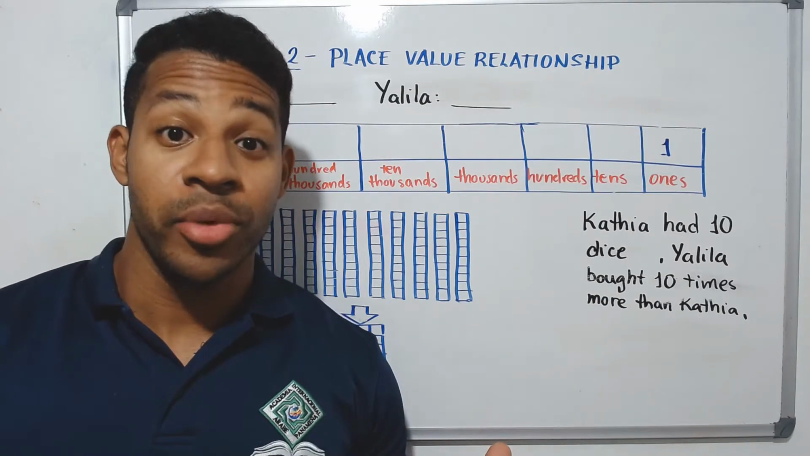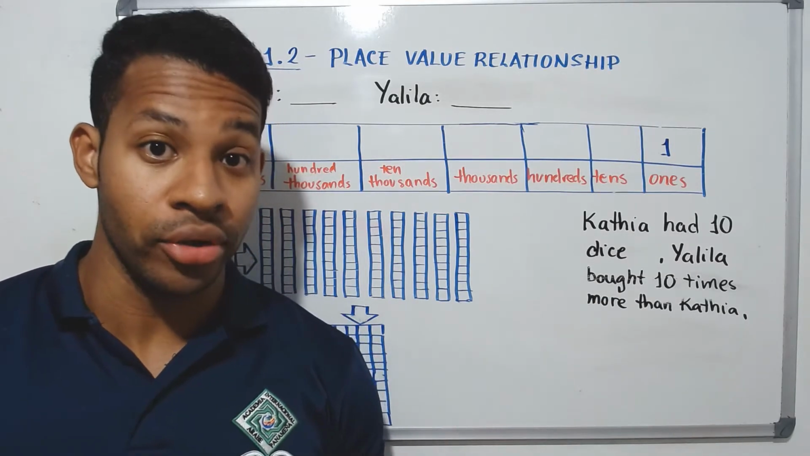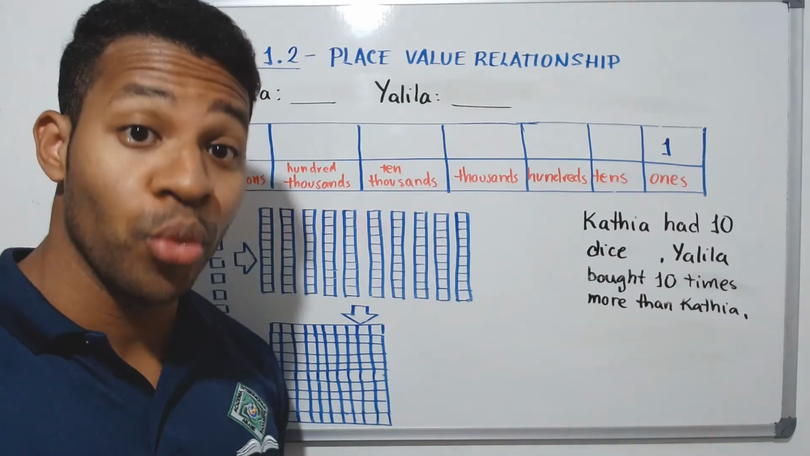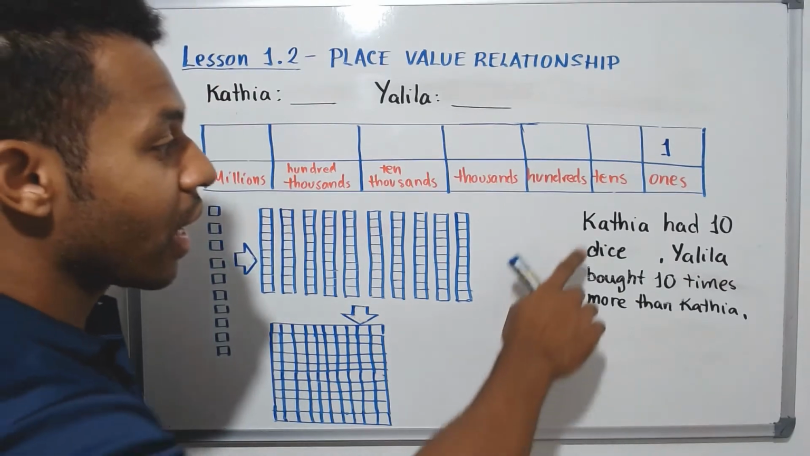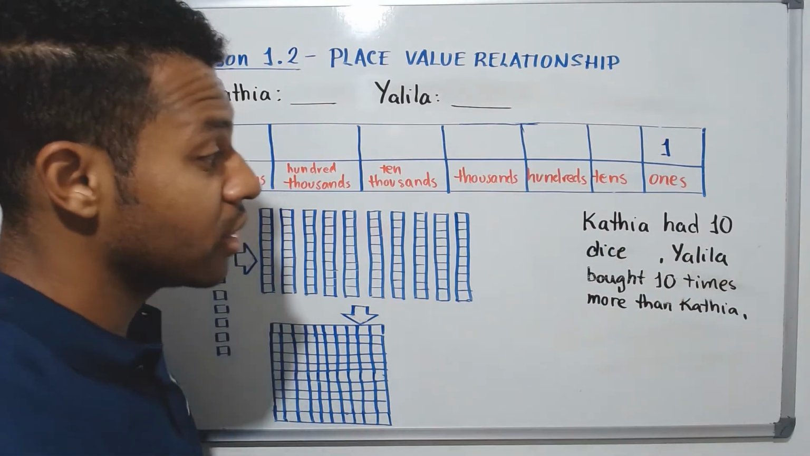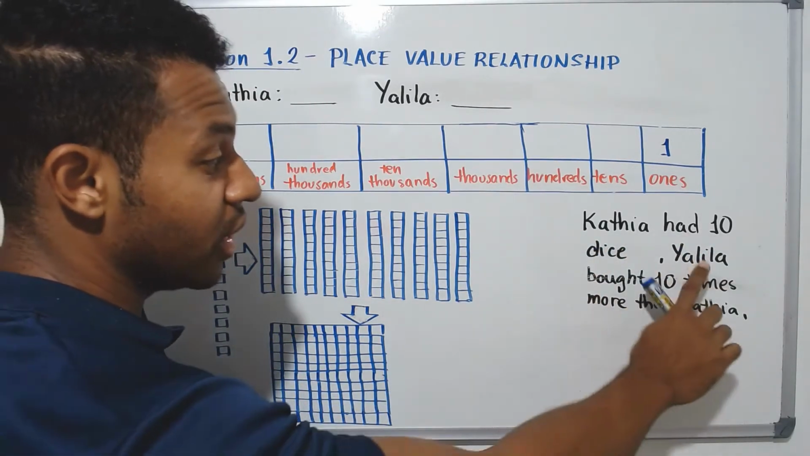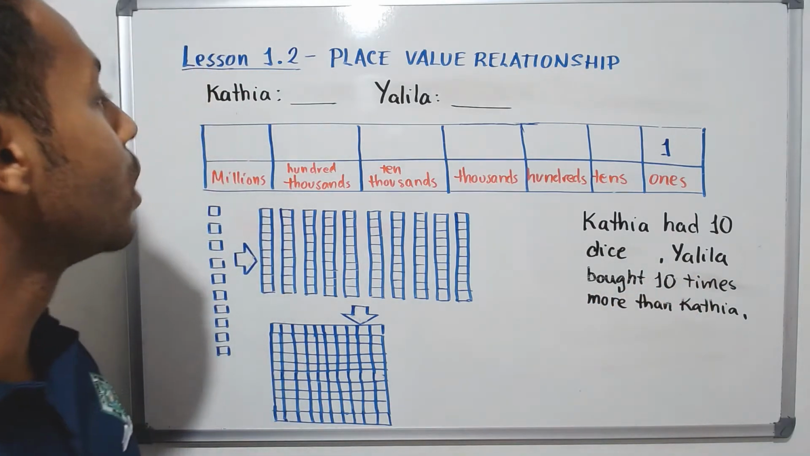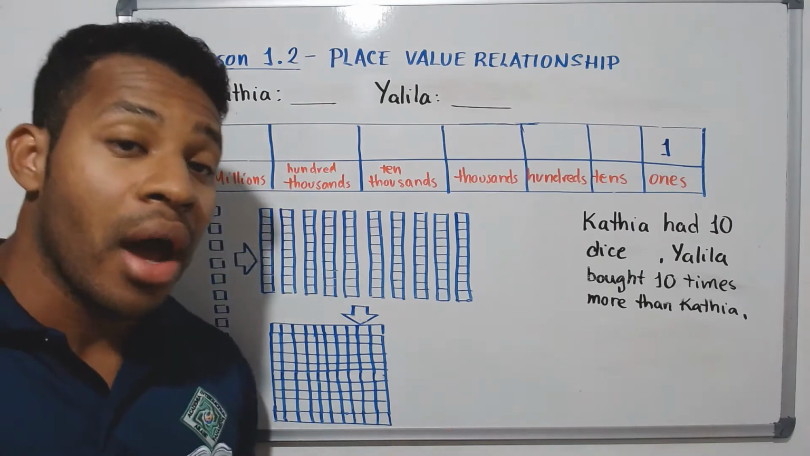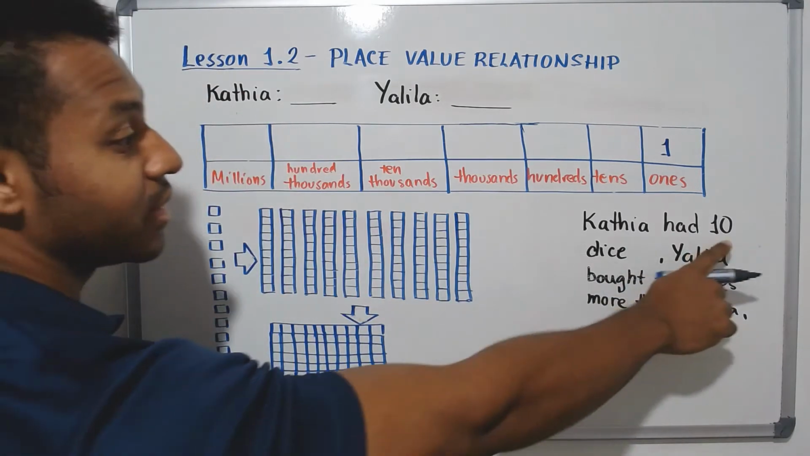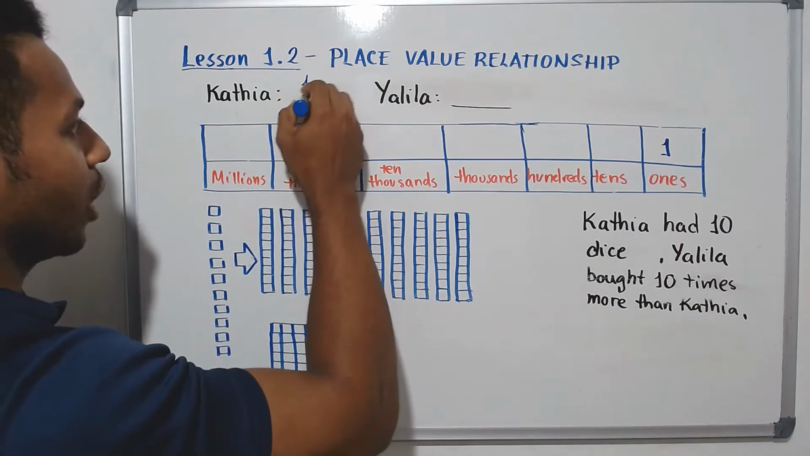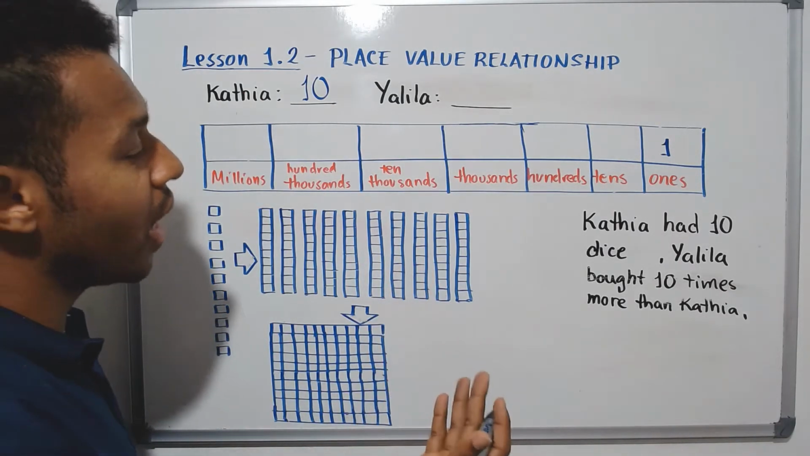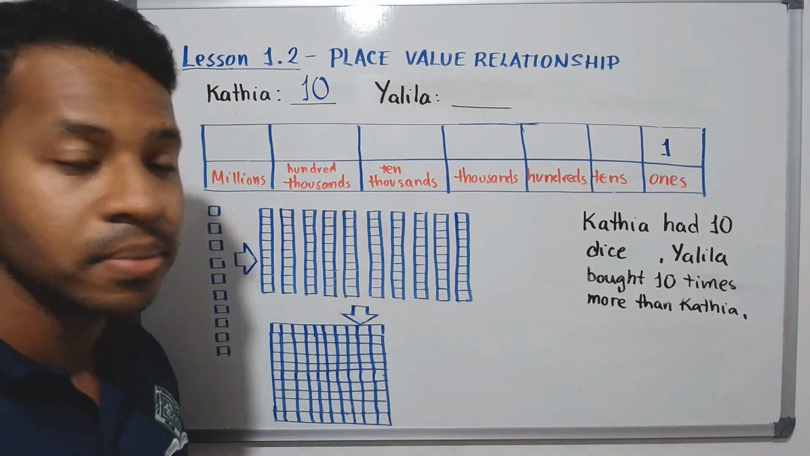How are place values related to each other? Let's talk about dice. In the classroom, we have a situation. Katia had 10 dice. Jalila bought 10 times more than Katia. In order to figure this out, Katia has 10 dice that represent the number 10. So we need to find how many dice Jalila has.